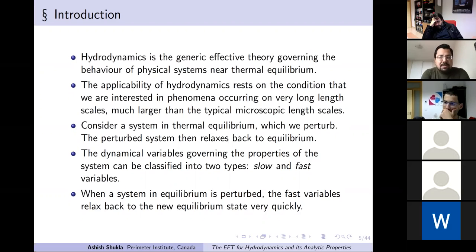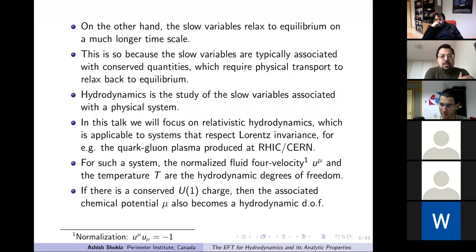This perturbed system will tend to relax back to the new equilibrium state. This process of relaxation to the new equilibrium state will be governed by two types of variables broadly. These are the slow and fast variables. The fast variables are the ones which relax back to the new equilibrium state very quickly, and the slow variables are the ones, as the name suggests, which relax back much more slowly to equilibrium. And why is this so?